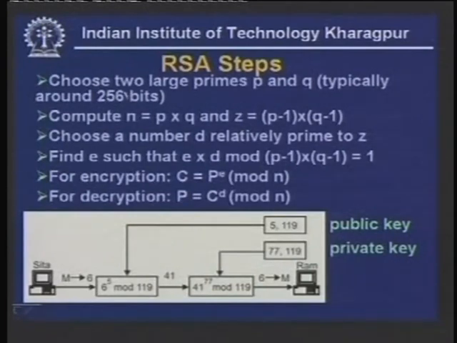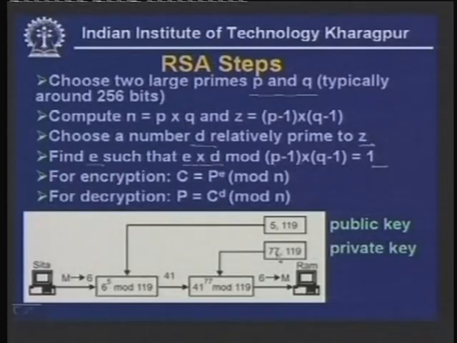So, what is being performed here? Choose two large primes P and Q, typically around 256 bits. Then compute N equal to P times Q, and Z equal to (P minus 1) times (Q minus 1). In the third step, choose a number D which is relatively prime to Z, which is (P minus 1) times (Q minus 1). Find E, another number, such that E times D mod (P minus 1)(Q minus 1) is 1. Then for encryption use C equal to P to the power E mod N, and for decryption one can use P equal to C to the power D mod N.